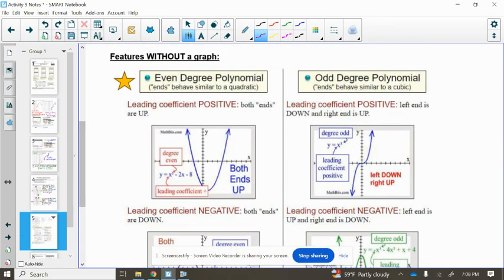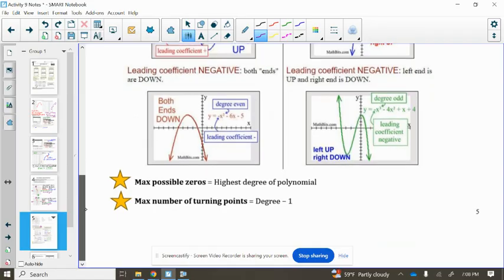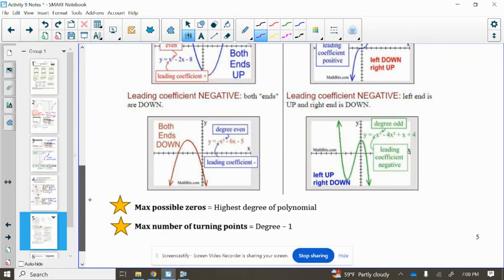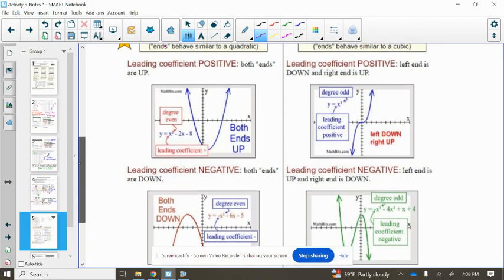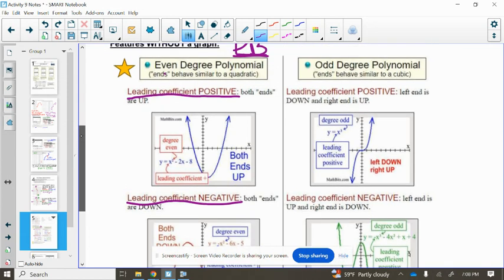All right, now some things we want to be able to analyze even if we're not given a graph. Well, one thing we can tell is our end behavior. And it's all going to be based on what degree you have. If it's an even degree, both ends are either going to be going up towards positive infinity or both ends going down towards negative infinity. And what that's going to be reliant upon is your leading coefficient. Is it positive or is it negative? It will affect that graph.